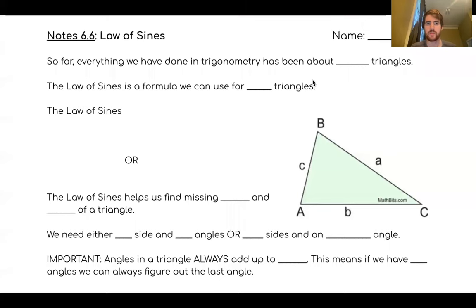All right, everyone. We are into notes 6.6. This is one of the bonus notes. You do not have to do this activity, but it will get you extra credit. And I think it's a pretty cool extension of some of the trigonometry that we've been doing.